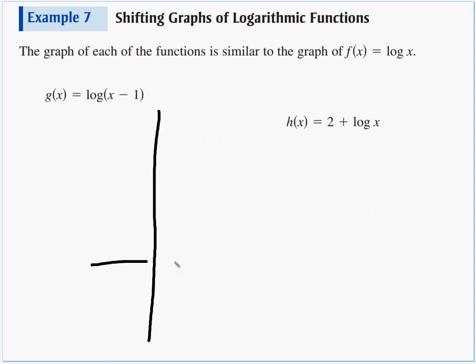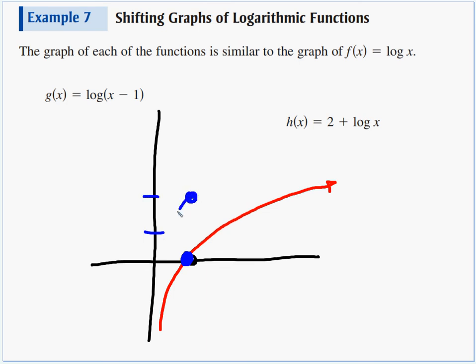Here's our log of x graph unshifted. The y-axis asymptote goes through there. And now we're just going to shift everything up 2 units. So this x-intercept here is up 1, 2. Now it's right here. And we still have the y-axis as our vertical asymptote. And we're still going to head up and to the right.